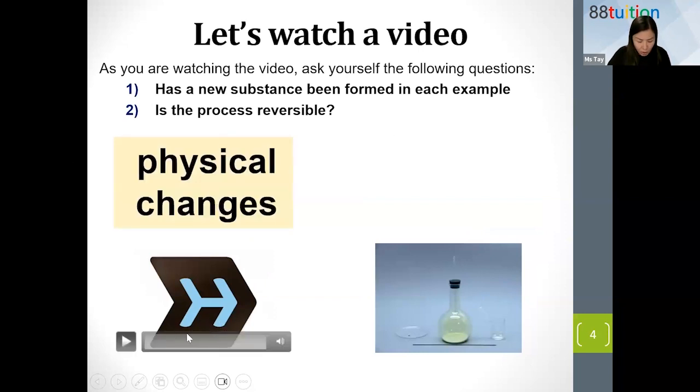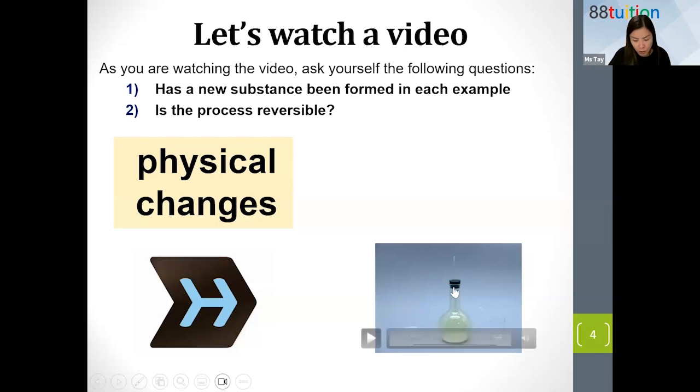Now, physical changes also, I'm not showing the video here because we've watched it before. It's just like tearing of paper. When we tear paper, paper is still paper. But if we burn paper, we are getting something called ash, which is carbon. So that is a chemical change.